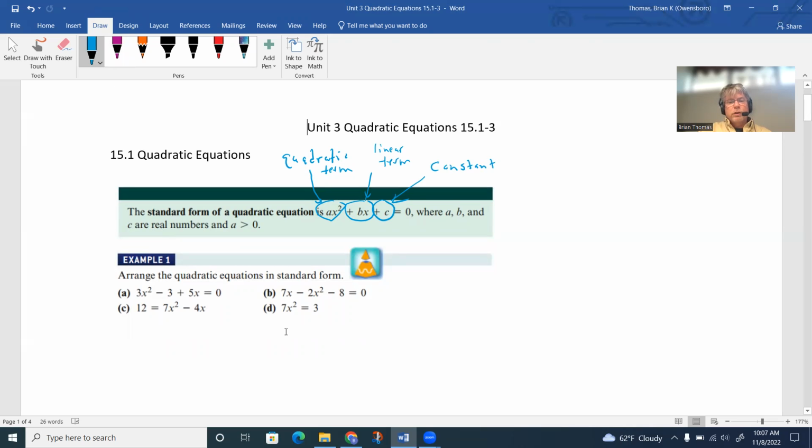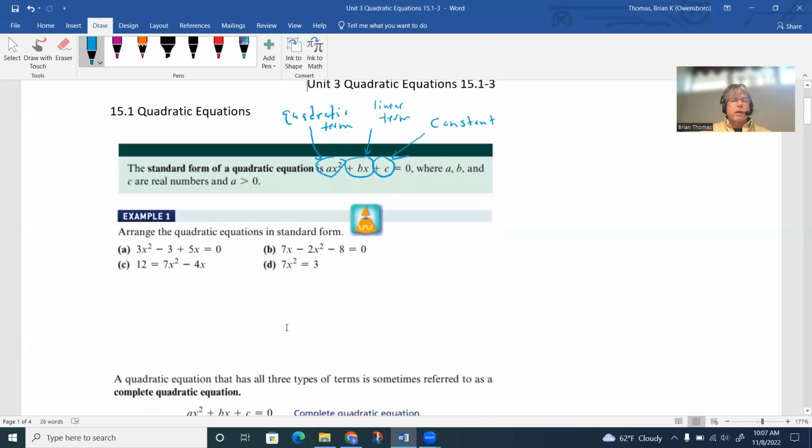One thing that's important as we move into chapter 15 is arranging quadratic equations in standard form. If we have 3x squared minus 3 plus 5x equals 0, that's not in standard form. The quadratic term has to come first, but notice how the constant and linear term are not in the correct positions. So the -3 and the 5 have to switch places. All I have to do is rearrange this. So this becomes 3x squared plus 5x minus 3 is equal to 0, and that would be the standard form.